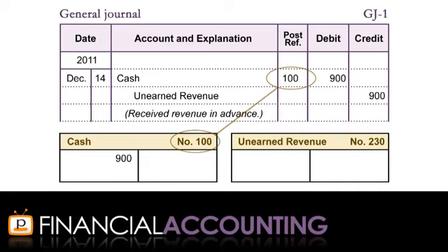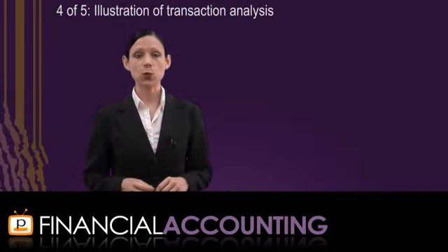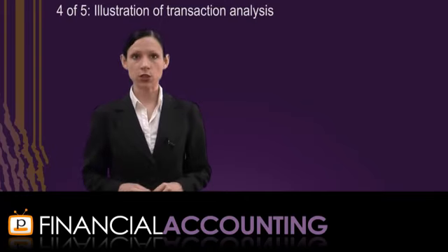Similarly, to post the credit entry, we go back to the General Ledger and enter the $900 in the credit or right side of the unearned revenue T account. Again, we record the account number of the unearned revenue account, 230, in the post-ref column of the General Journal. So now we know how to record an unearned revenue transaction in the General Journal and post it to the General Ledger. But there are many other transaction types in your Pridisco textbook that you'll need to know.